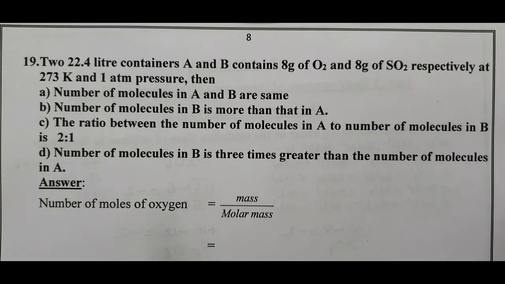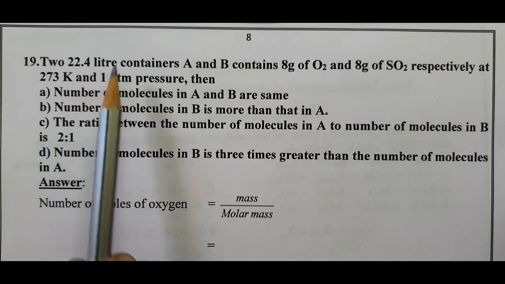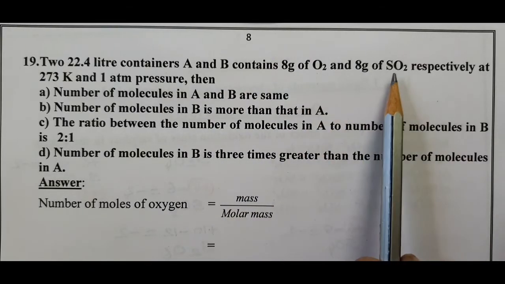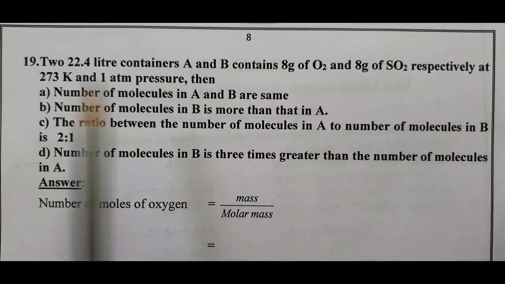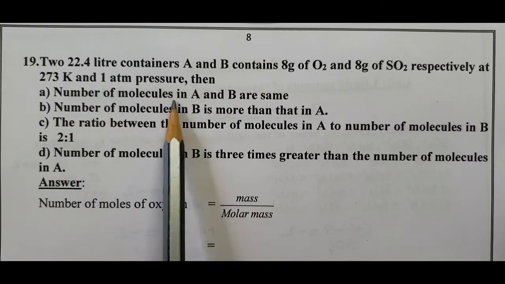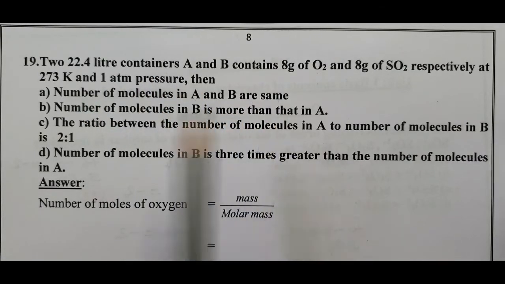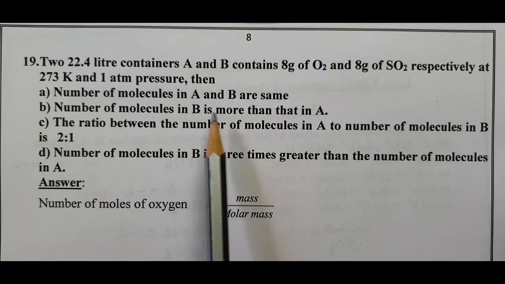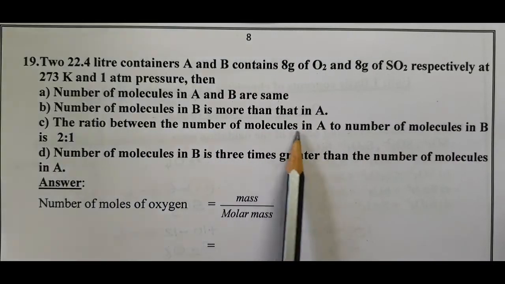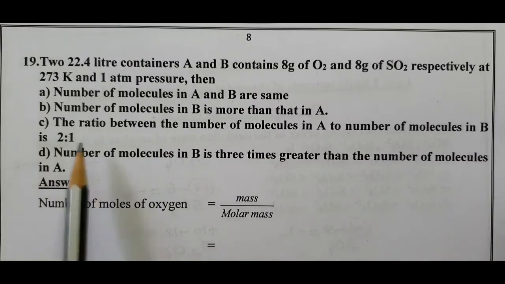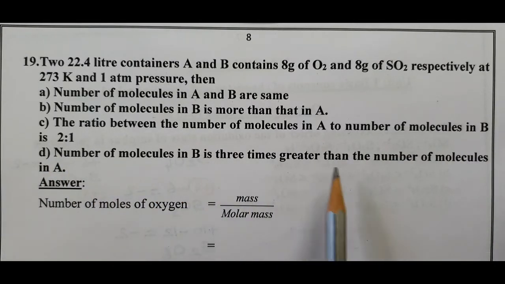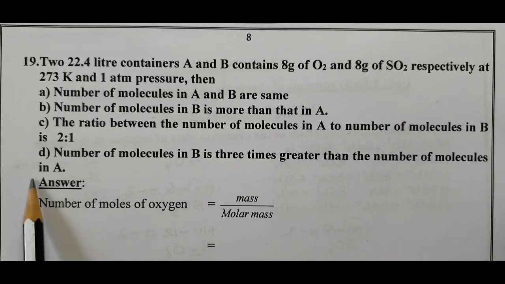Question number 19: two 22.4 liter containers A and B contain 8 gram of oxygen and 8 gram of sulfur dioxide respectively at 273 Kelvin and 1 atm pressure. Then the number of moles in A and B are same. Number of moles in B is more than that in A. The ratio between the number of molecules in A to number of molecules in B is 2:1. Number of molecules in B is 3 times greater than the number of molecules in A.